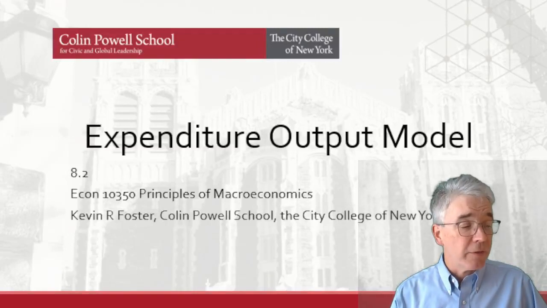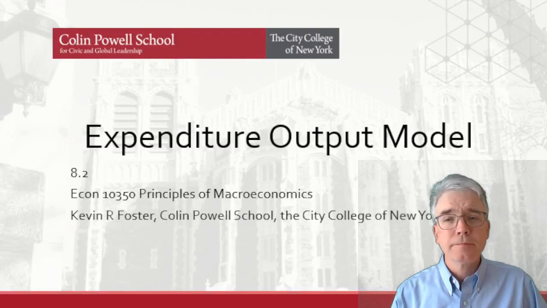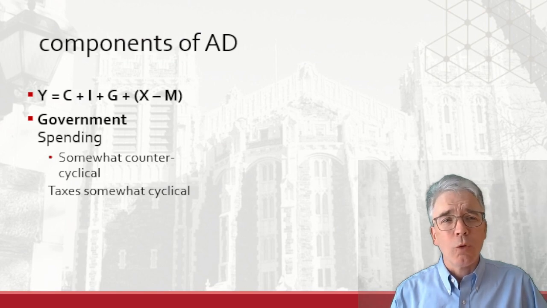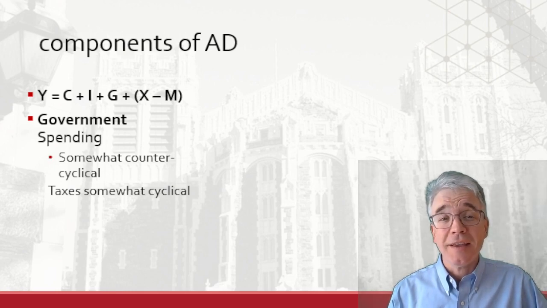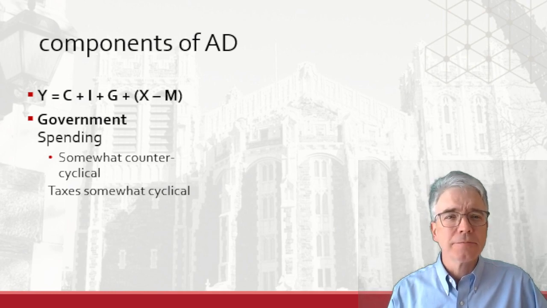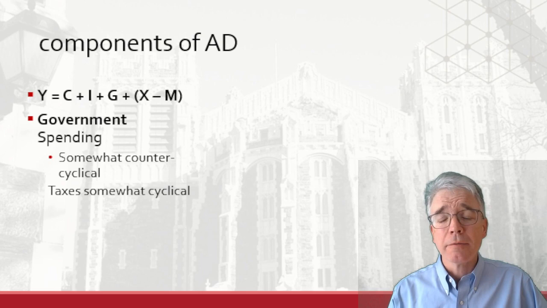Now we're going to complicate the aggregate expenditure model. We'll add back some of these components of aggregate demand. Previously, G, T, X, M, they're all set to 0. Now we're going to let them be non-zero. Start with G, government spending. What determines government spending? By and large, the whims of politicians.